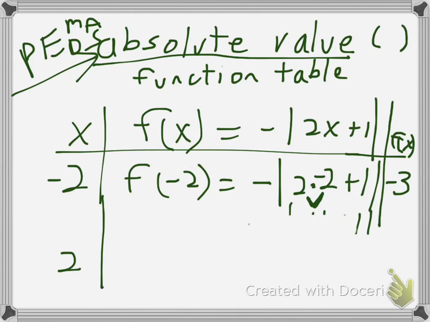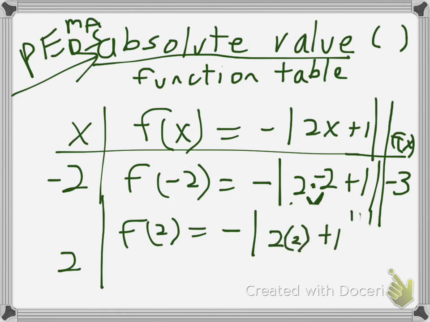Alright, doing it for the second example, I would have f of 2 equals negative absolute value of 2 times 2 plus 1. And again, I'm treating the absolute value like parentheses. I do it first. And here I'm going to multiply before I add. So 4 plus 1, which is 5. So I have the absolute value of 5, and I bring down that negative sign. So the absolute value of 5 is 5. And then if I bring down the negative sign, that would still be a negative 5. So this one would be 2, negative 5.